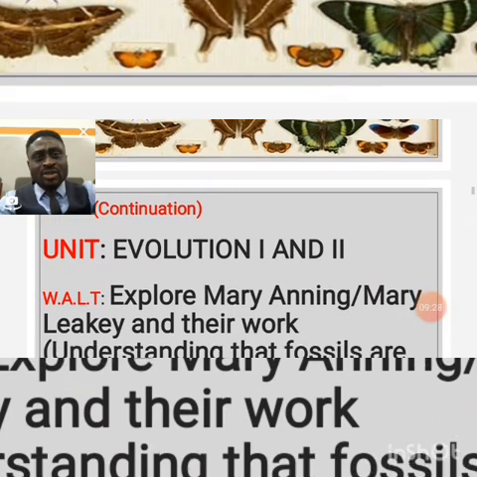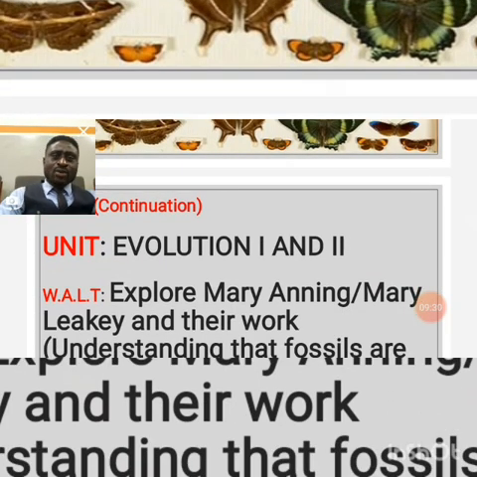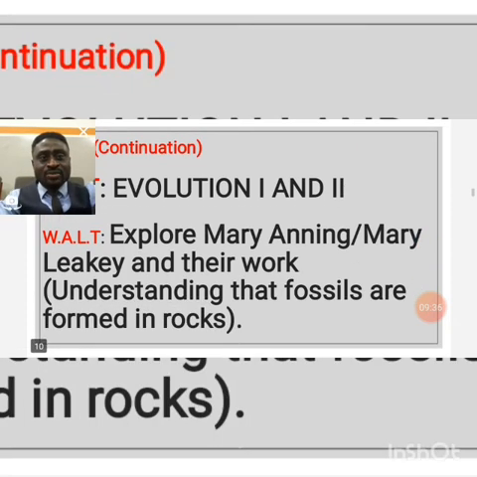All right, so let's look at the day 2 activity. We're looking at evolution part 1 and 2 continuation. We are learning to explore Mary Anning and Mary Leakey and their work.